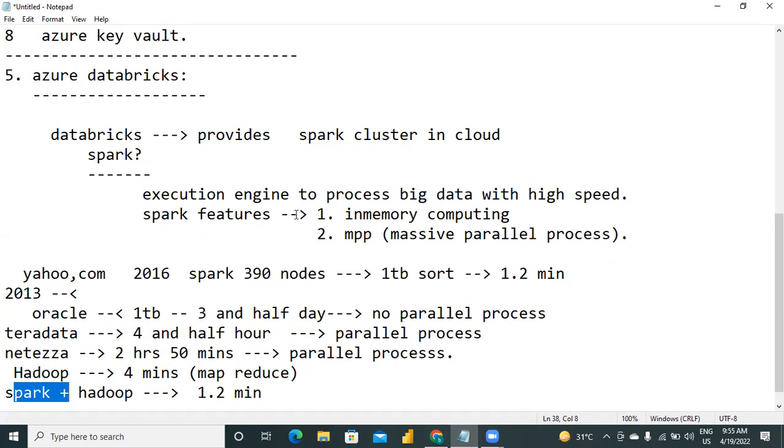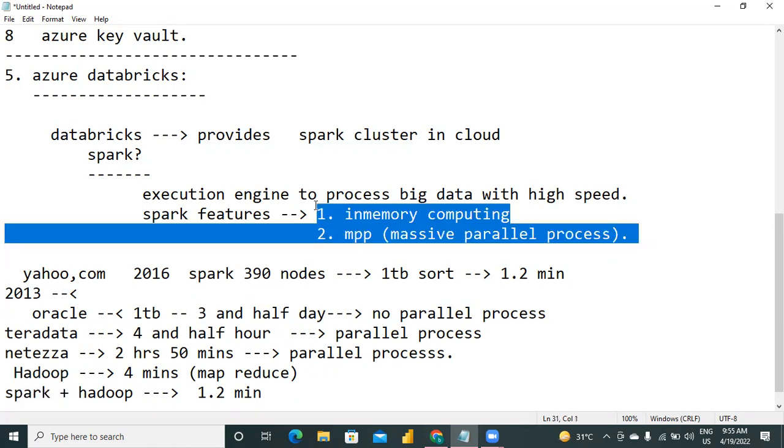Why is Spark faster? These are the two reasons. In-memory computing, and second, massive parallel processing, which is available in other systems also, like Teradata, Netezza, Hadoop. So majorly parallel processing with in-memory computing. That's why this is a super speed execution system.